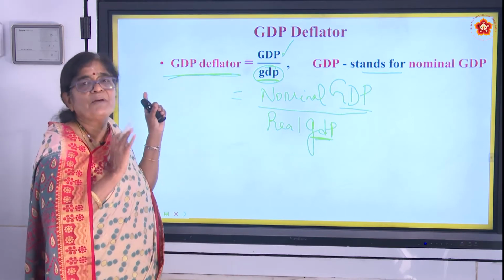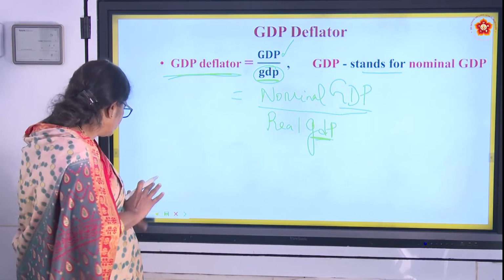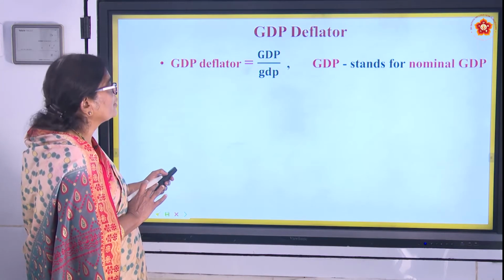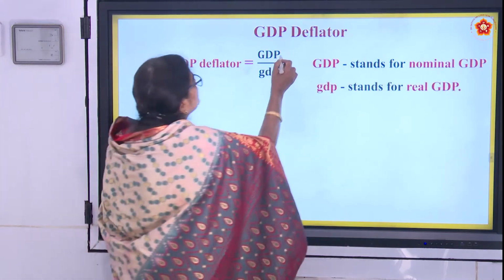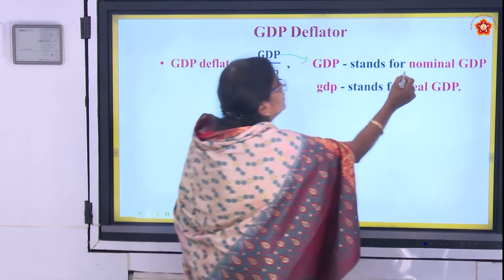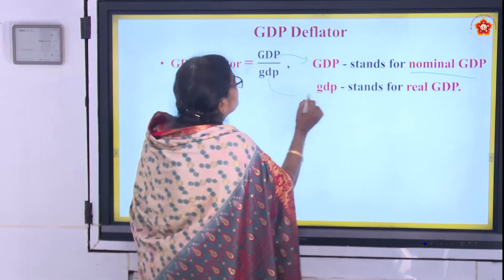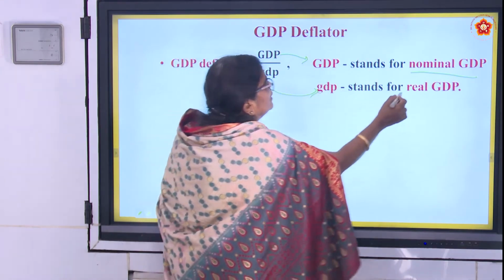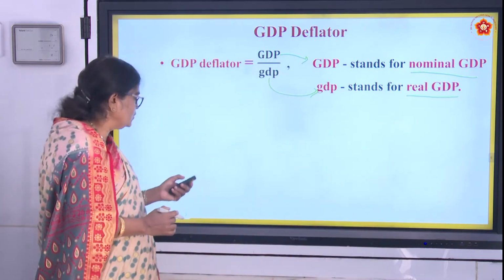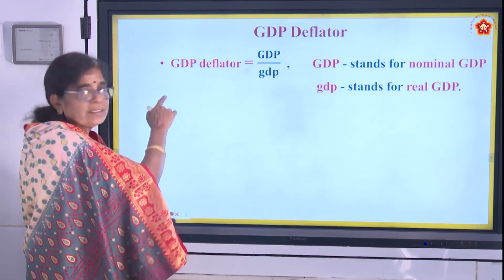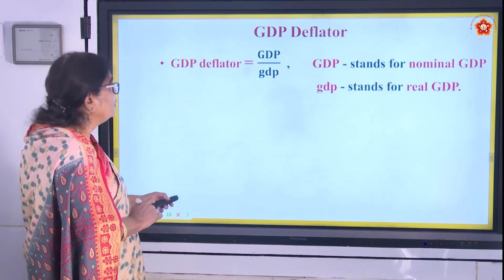You understand, don't memorize anything. Understand the concepts very clearly. Here, this capital GDP stands for nominal GDP, and this small GDP is what we indicate as real GDP. I hope you understood. This has always been asked from the exam point of view also.